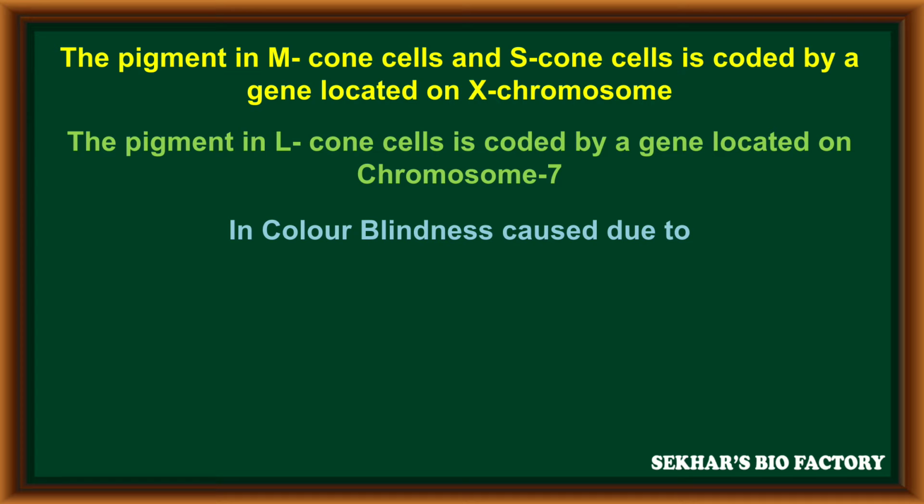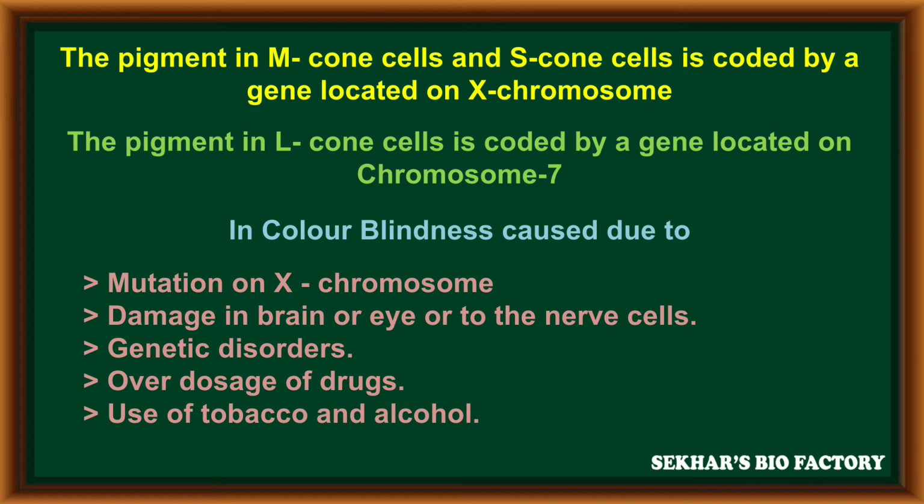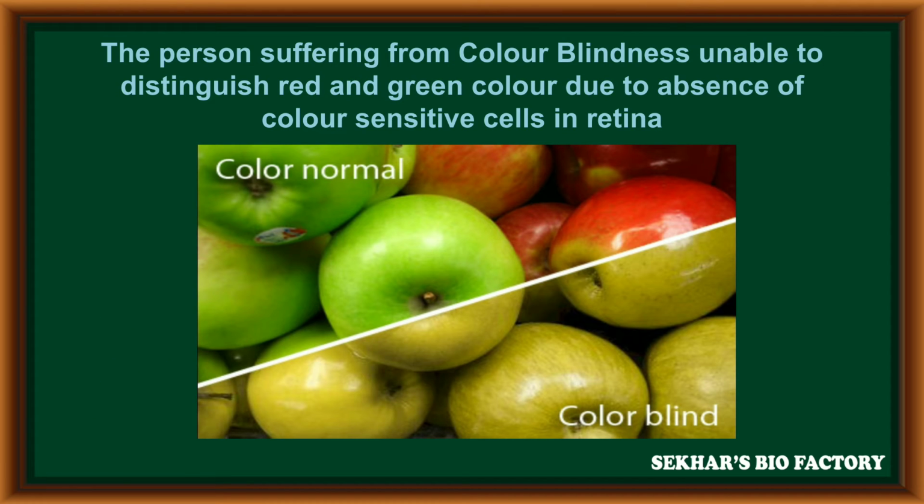Color blindness is caused due to various reasons like mutation on the X chromosome which has the gene for the pigment for M and S cone cells, damage in brain or eye or to the nerve cell, and sometimes due to genetic disorders. Along with that, overdosage of drugs and use of tobacco and alcohol. The person who suffers from color blindness is unable to distinguish red color and green color due to absence of color sensitive cells in the retina.